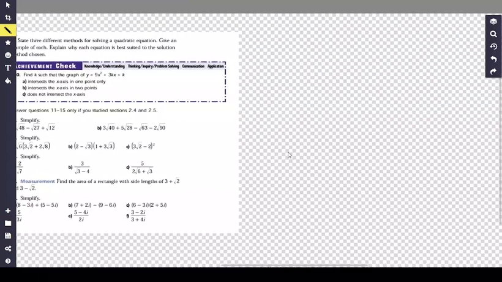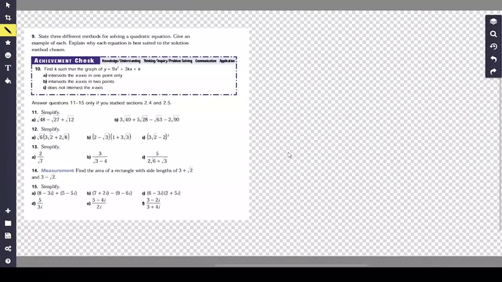We're going to go ahead and answer 11 to 15. So simplifying this, basically we're going to simplify the radical first. So 48 can be broken down into what? 16 times... Is that 16 times 3? Why am I self-doubting?